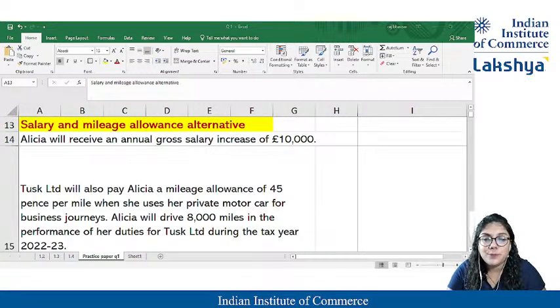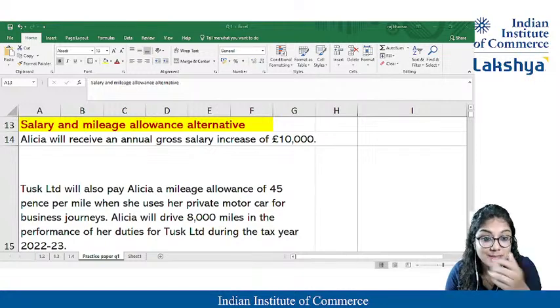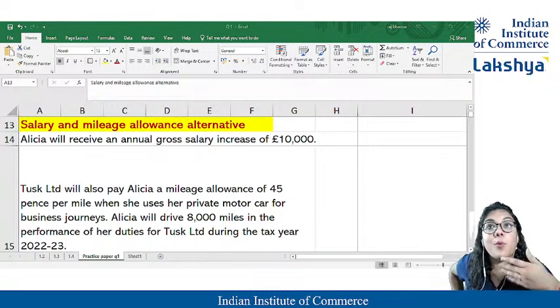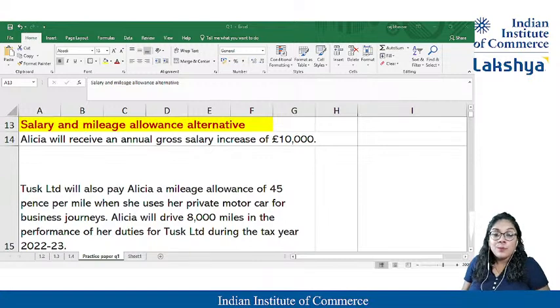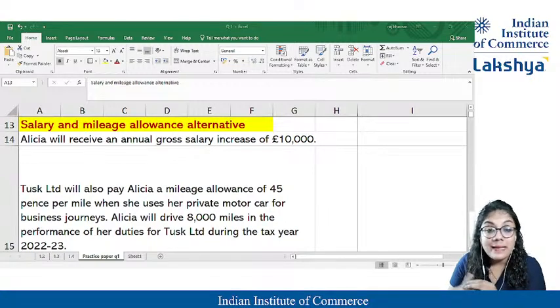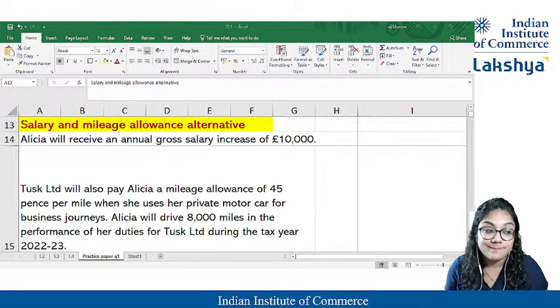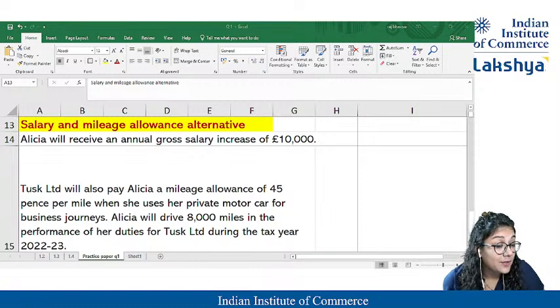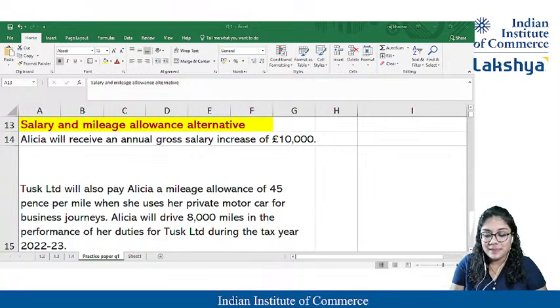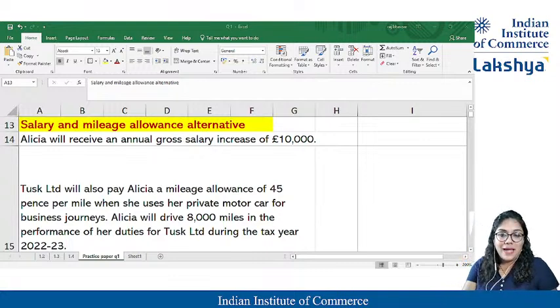So if they are getting up to 10,000 miles, 45 pence is something which they are getting as allowances, right? If they're getting something more, I have to understand what amount I have received and what am I allowed. If I have received more, that is something you have to pay, maybe. That becomes your negative thing. But if you are getting less, then it is completely exempt. So over here, what happened?